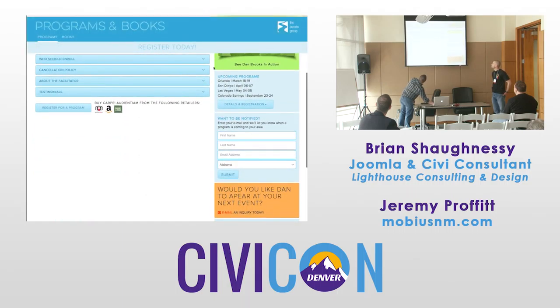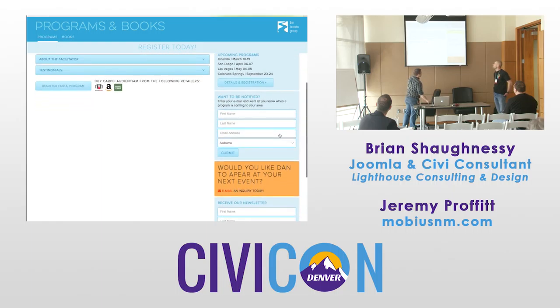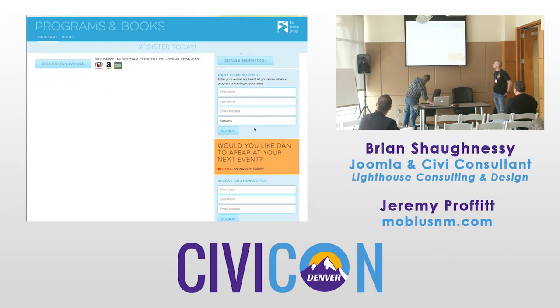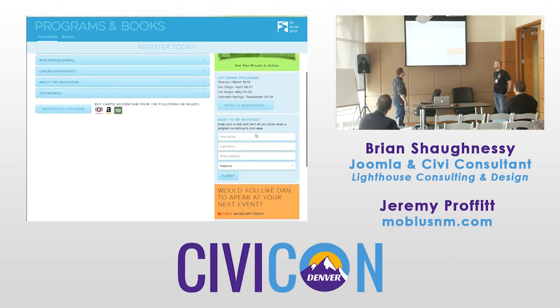So this is an example of the event listing module. It gives you the option. It's listing upcoming events. Actually, since it doesn't have the date range, there are events that have already expired at this point, and it has the option to go to registration for that. The notification and newsletter forms, those are custom JForm forms that will submit directly into CiviCRM.